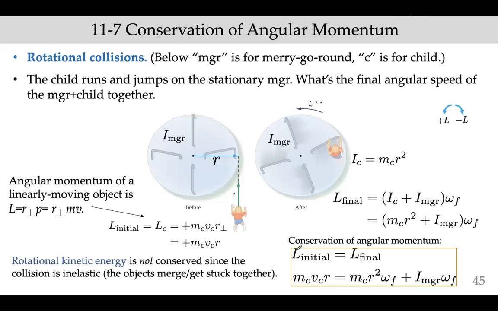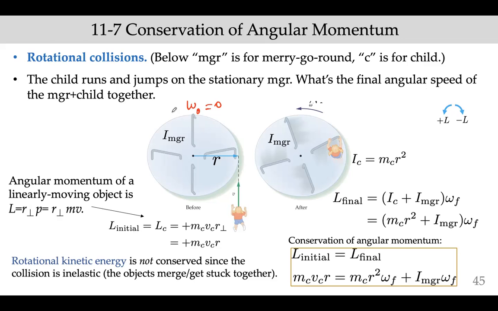Okay, let's make it just a little bit more complicated. Now we will add a kid that moves linearly, and we will have a merry-go-round that can rotate around itself. So here MGR means merry-go-round, and the variable C will be for child. So the problem is the child runs and jumps on the stationary merry-go-round. So this is initially stationary. That means omega MGR is 0 initially. So initial angular speed is 0.